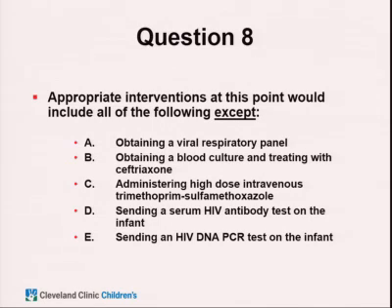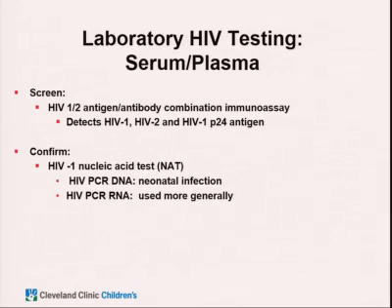That's a good idea. This could be PCP, which is the first manifestation of HIV at this age, so treating with IV Bactrim would probably be a good idea as well. And then finally, you want to confirm the diagnosis in the baby, and the way we do that at that age is with an HIV PCR test, such as a DNA or an RNA PCR.